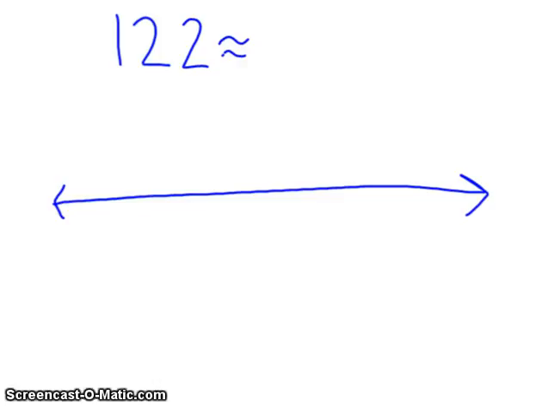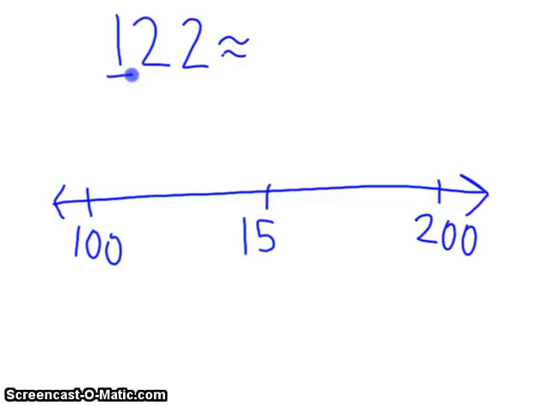When we're rounding to the nearest 100, I'm looking for the multiple of 100 that comes before 122. The nearest 100 before is 100. The 100 that comes after 122 is 200, so that's going to go to the right on my number line. Then I always mark what is exactly in the middle between 100 and 200. In this case, we know it is 150.